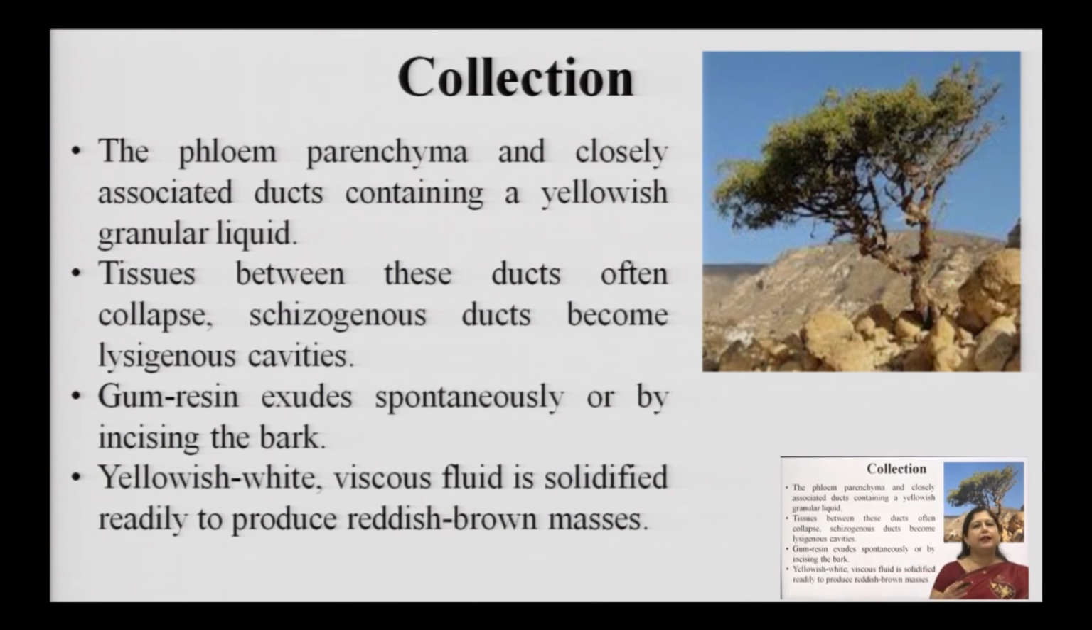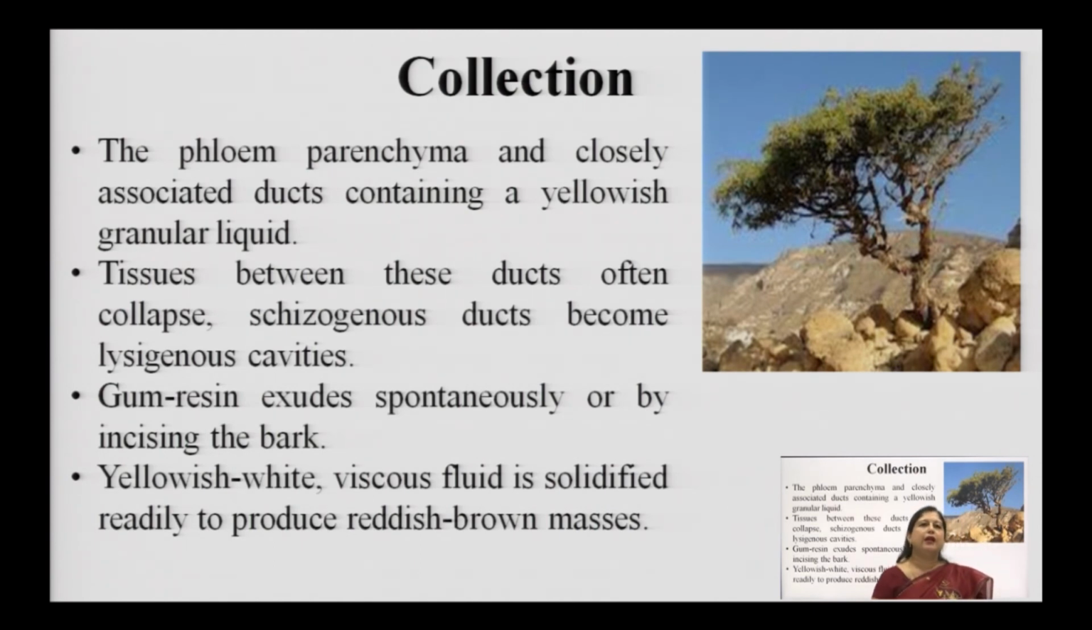So, in the wild plants, in basically the trunk part, there is the phloem parenchyma, and this phloem parenchyma is closely associated with certain ducts of the schizogenous cells. Schizogenous cells are those cells from which the resin is produced. These ducts are adjacent to the phloem parenchyma, and there it has the yellowish granular liquid. Now, whenever a cut is made or due to external factors, the parenchyma puts some pressure on these ducts, because of which the lysigenous substance comes and gets stored in the lysigenous cavity.